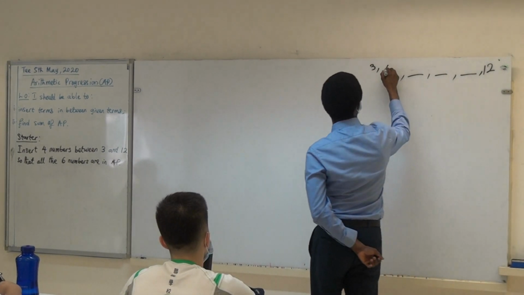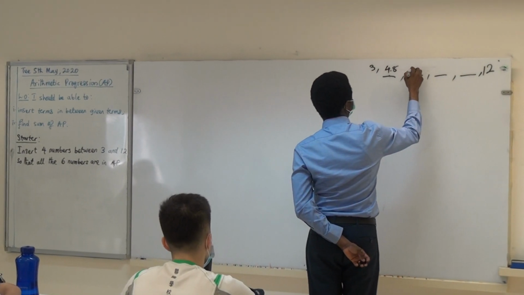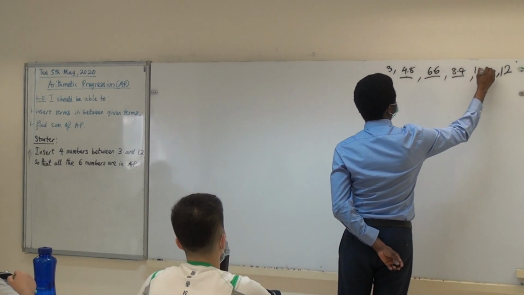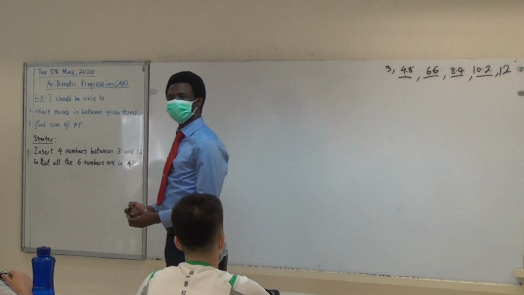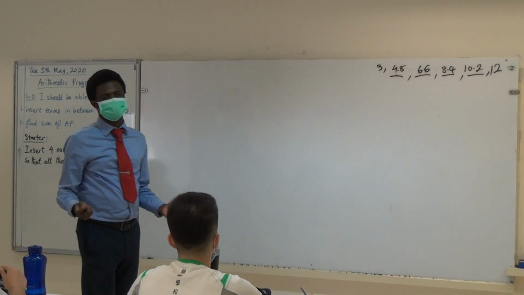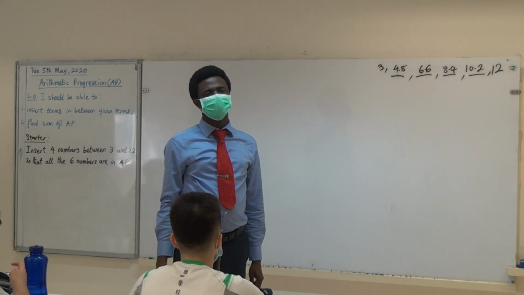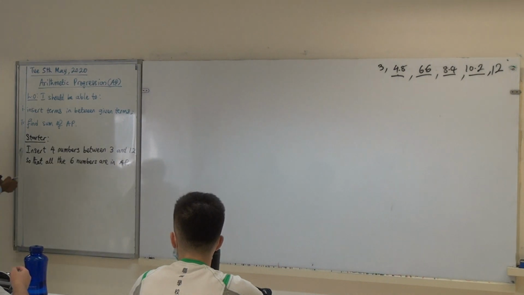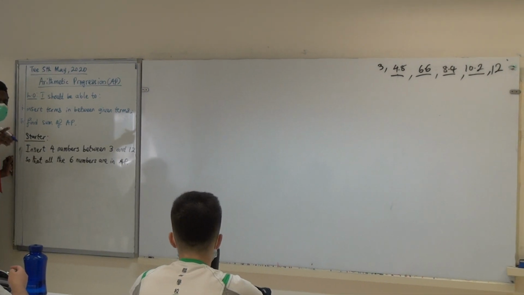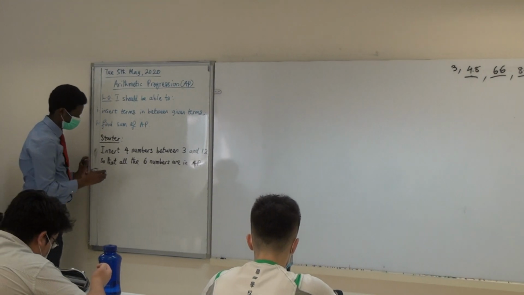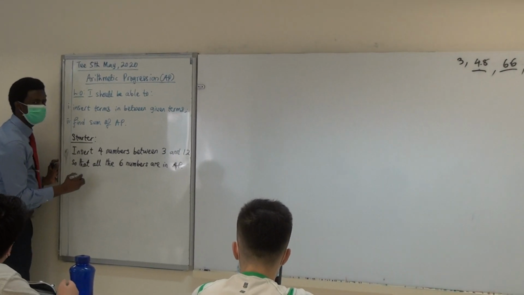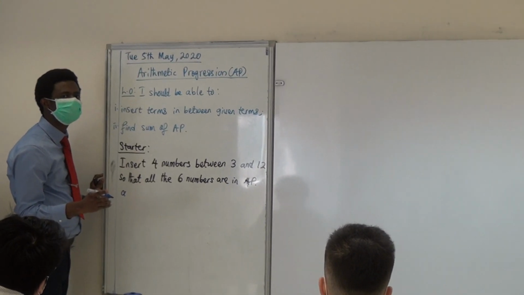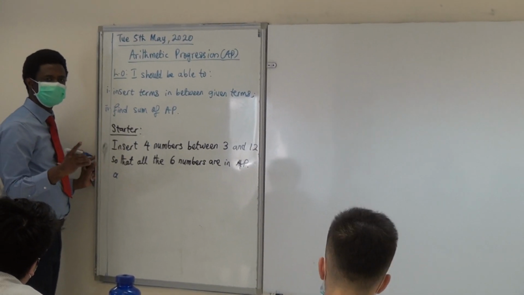4.8, 6.6, 8.4, 10.2. How do you get that? Can you explain to us? I use the formula, because 3 would be the first term, right? So it's A plus D equals 3. Because the formula is n minus 1, so A plus D would be 3.